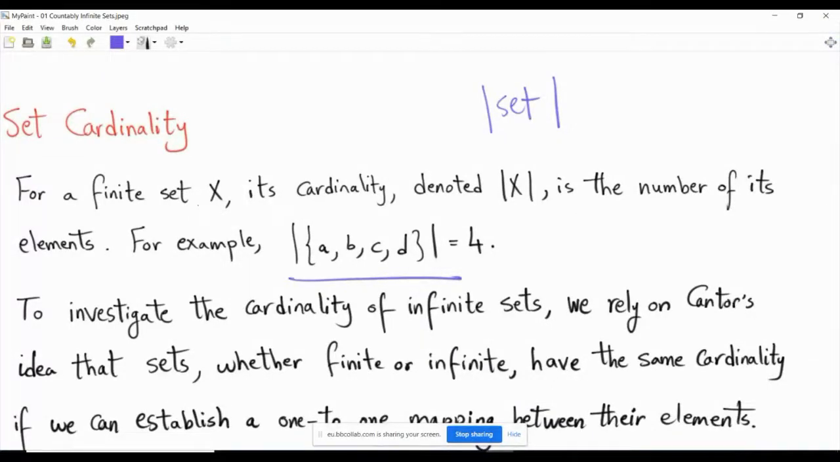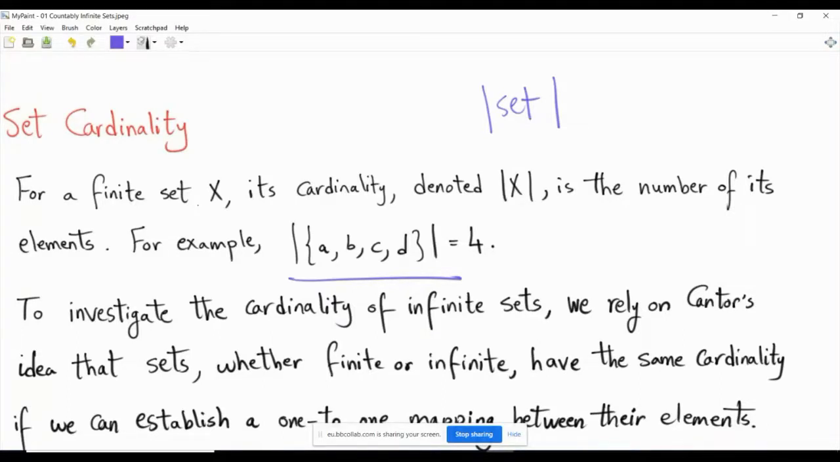And so what about infinite sets? Can we say that all infinite sets are the same size? They all have the same number of elements, which is infinity, and that's it? Or the story is a bit more complicated, okay?